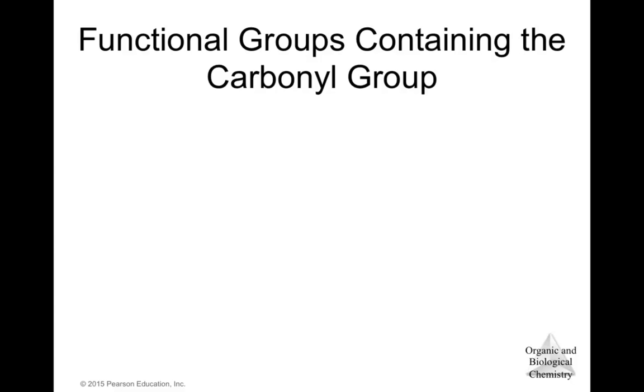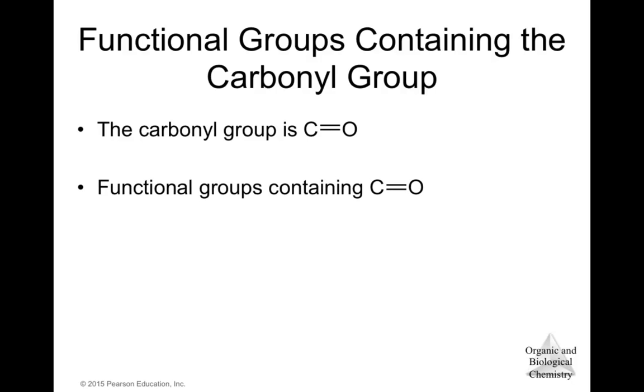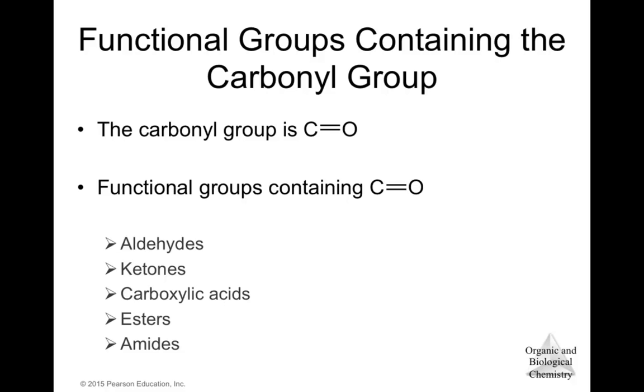We have other functional groups that contain the carbonyl group. The carbonyl group basically is a carbon double bonded with oxygen. This is a carbonyl group. And we have five different groups that have in common a carbonyl group. These functional groups are the aldehydes, the ketones, carboxylic acids, the esters, and the amides. So these five groups are the functional groups that have the carbonyl group on them.